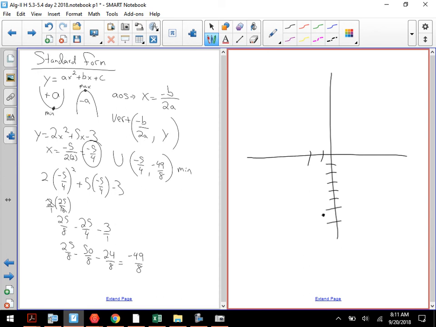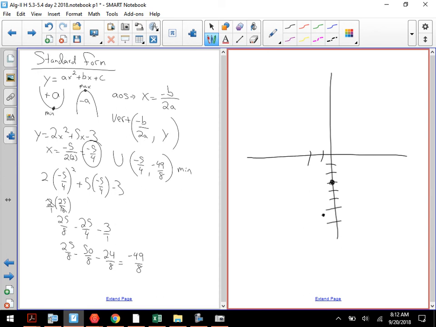What's a number to the right of that that's going to be really, really easy to get a symmetric twin? 0. Okay, if I use 0, what's my value for y? Negative 3. Now, that one was 5/4 to the right of it. 5/4 to the left of it's going to be kind of tough. So would it be the end of the world if I just used negative 2?